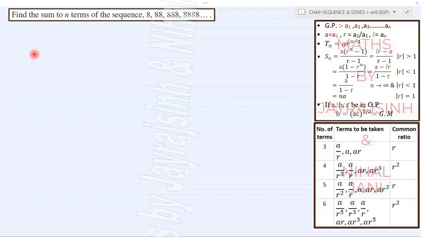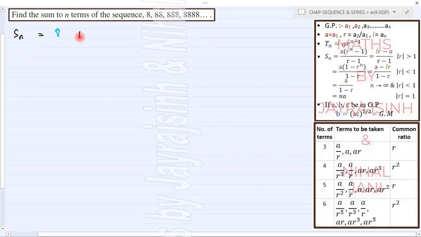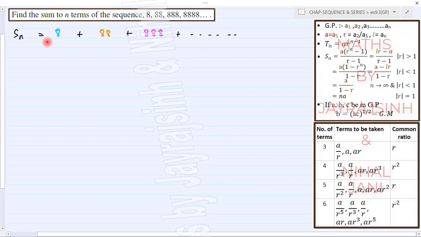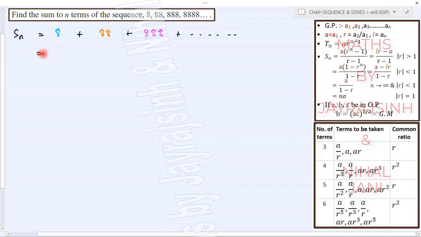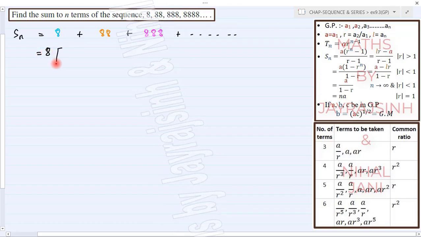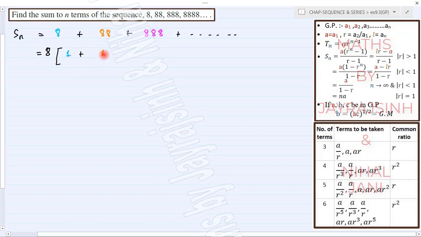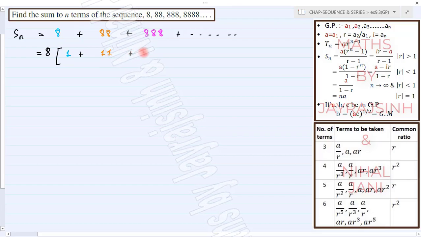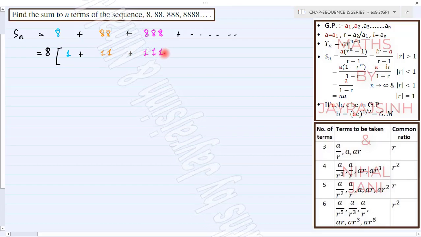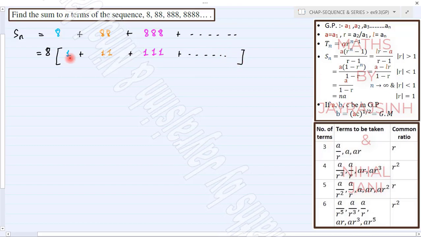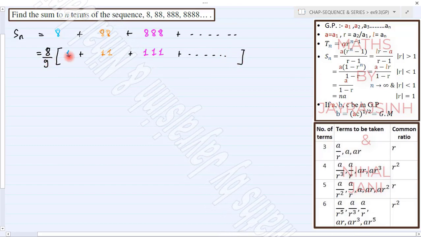In this question, we have to find the sum of n terms of the sequence 8, 88, 888, 8888. So this is a special type of series, and to solve it, we have to take 8 common. So you will get 1 plus 11 plus 111 and so on. Then we have to multiply and divide by 9.